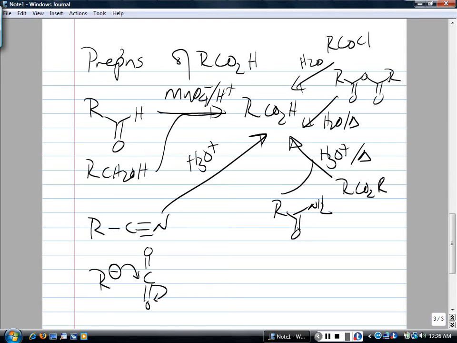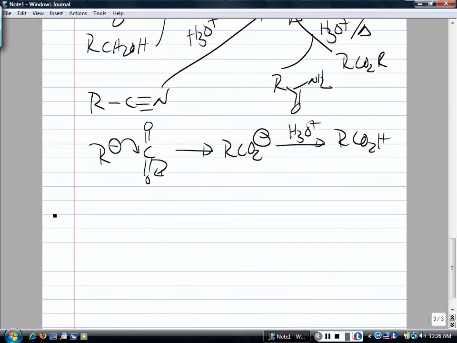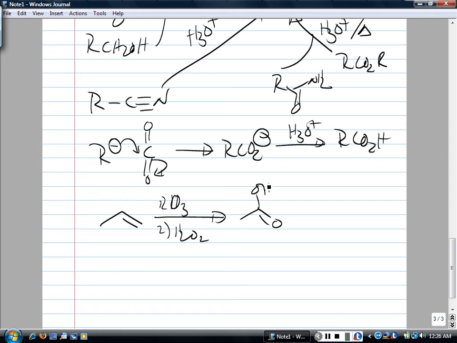Okay, and that's going to give rise to the carboxylate, which I can then simply protonate with dilute acid to make the carboxylic acid. And I can also react carbonyl compounds, alkenes and alkynes with ozone followed by hydrogen peroxide, and what that will do is generate the corresponding carboxylic acid, and that makes the assumption that you have an H in this position for chemistry.